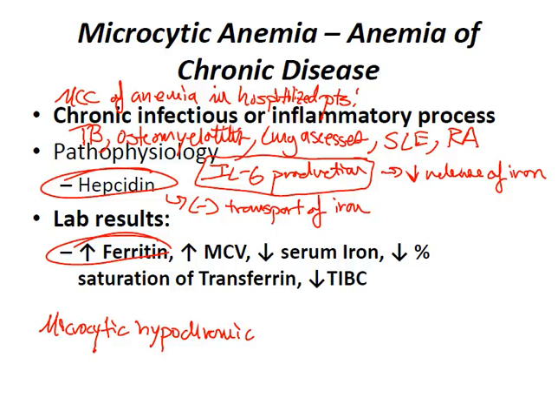However, circulating iron in the blood is low, so you get a decreased serum iron and decreased percent saturation of transferrin, plus a low TIBC, which is what carries the iron. And this is wrong on the slide. It should be a decreased MCV. So let's do a summary of the labs of anemia of chronic disease versus iron deficiency anemia so you can see that.